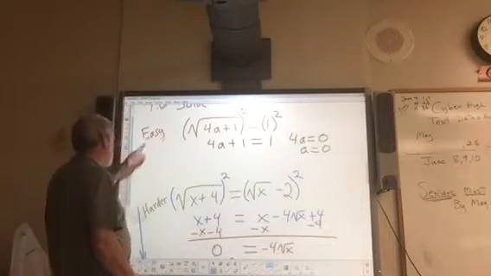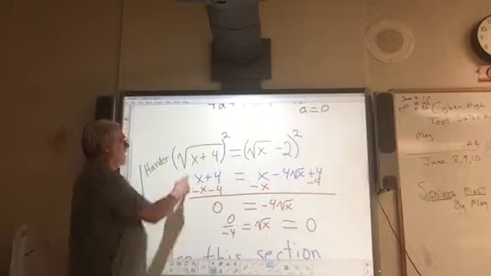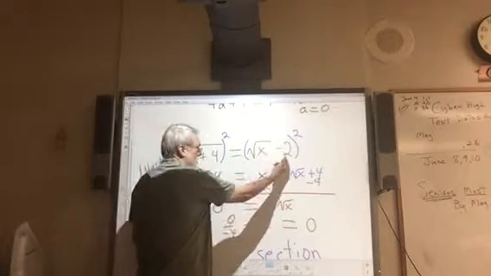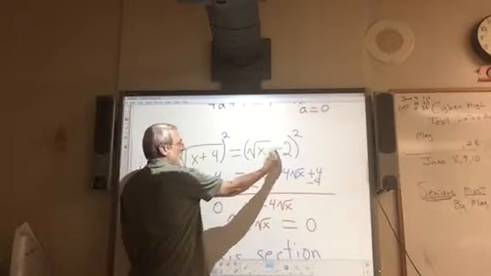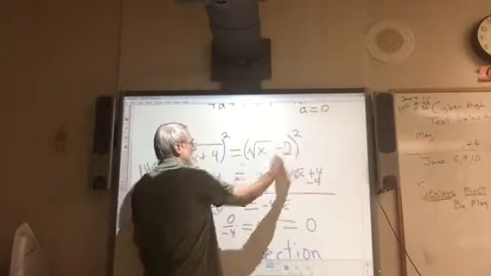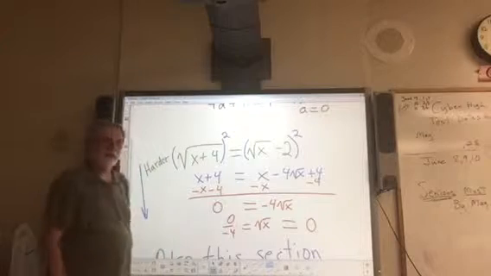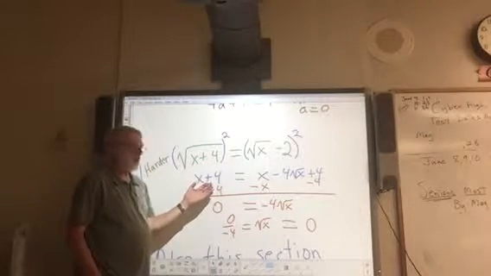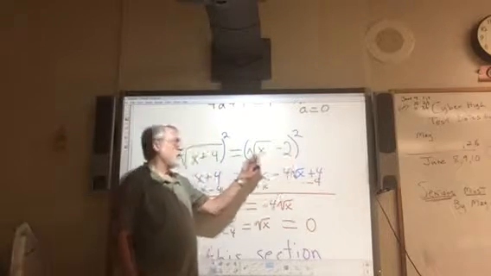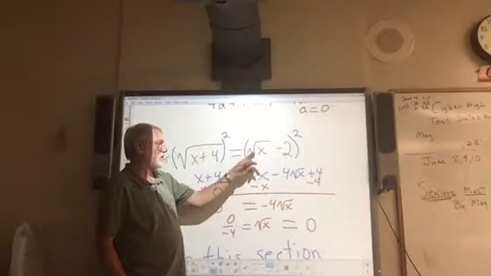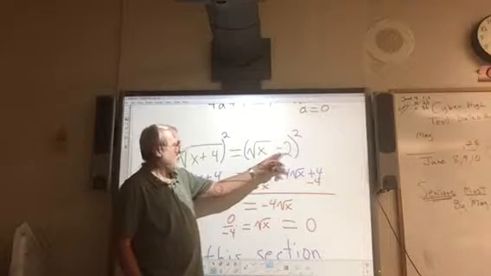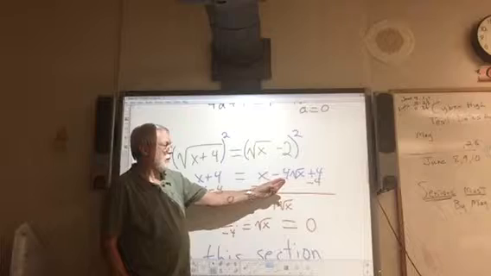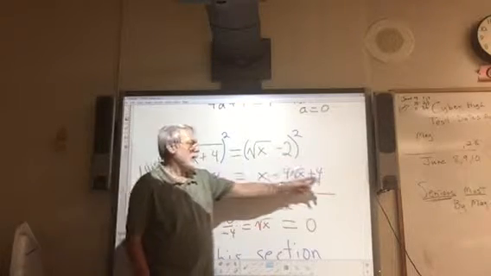Here's a little harder one. That's easy. Here's a little harder. The square root of x plus 4 equals the square root of x minus 2. We're going to square both sides again. When we square both sides, over here it's easy, x plus 4. When we square over here, it's a little more complicated. It's the square root of x squared, which is x, and then negative 2 times radical x twice is negative 4 radical x. Negative 2 squared is 4.